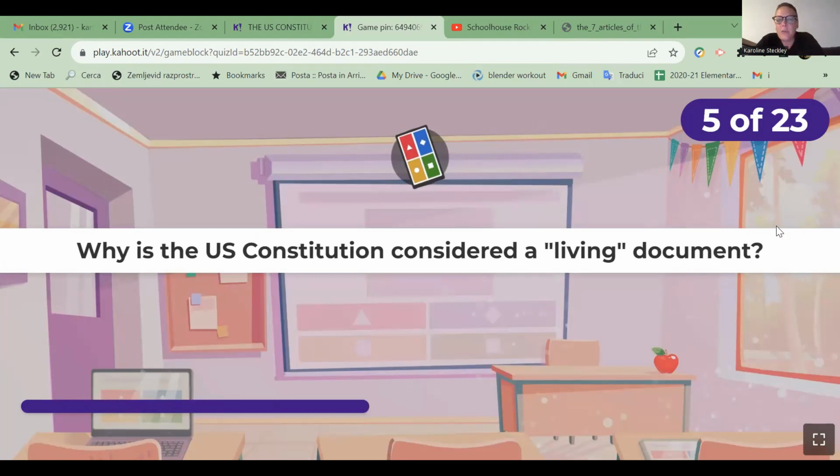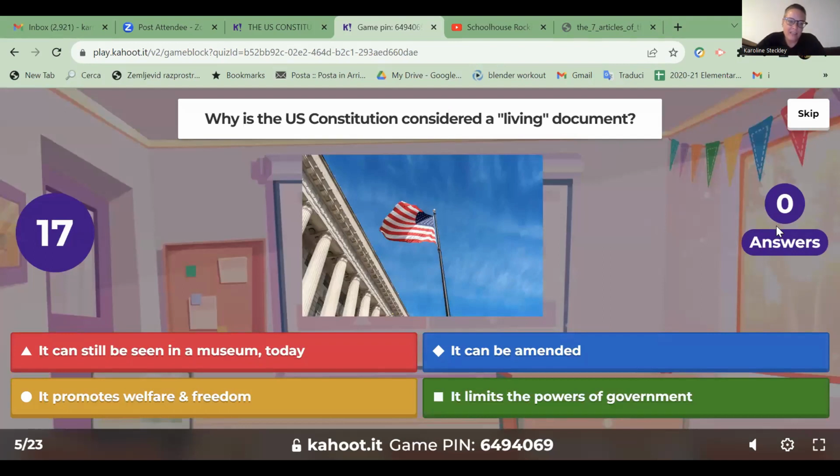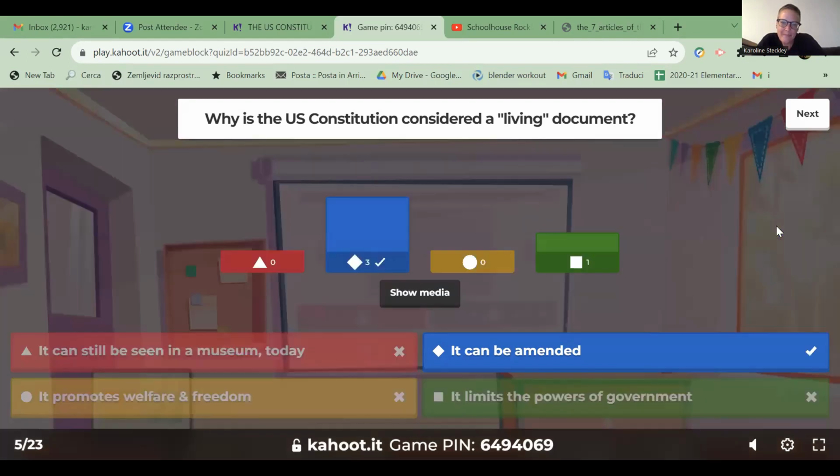Quiz. Why is the U.S. Constitution considered a living document? Red, it can still be seen in a museum today. Yellow, it promotes welfare and freedom. Blue, it can be amended. Or green, it limits the powers of government. It can be amended. Good for you. You were listening. That's the beauty of the Constitution. It's very simple, but it can be changed. And so that's why it's considered a living document.